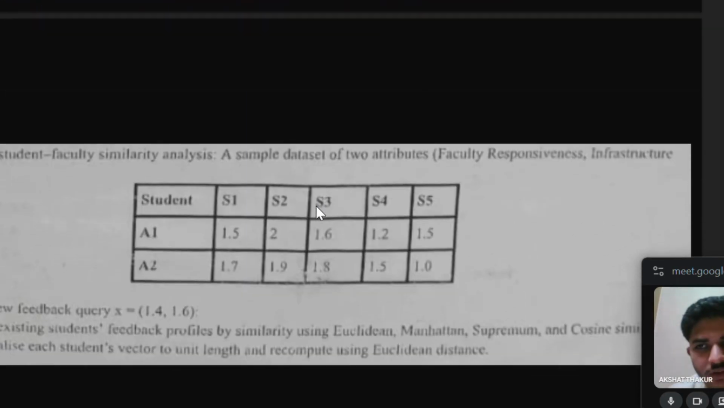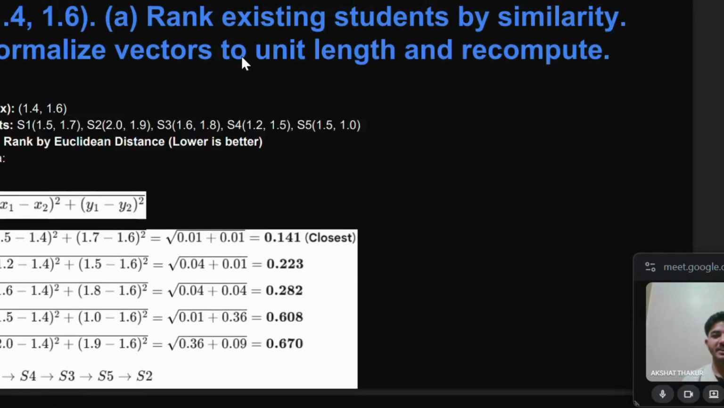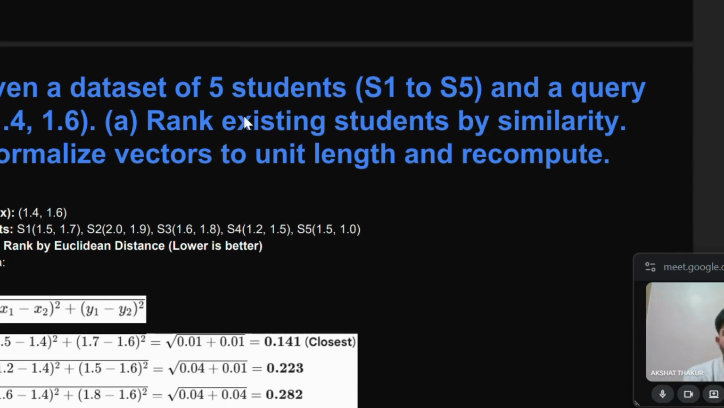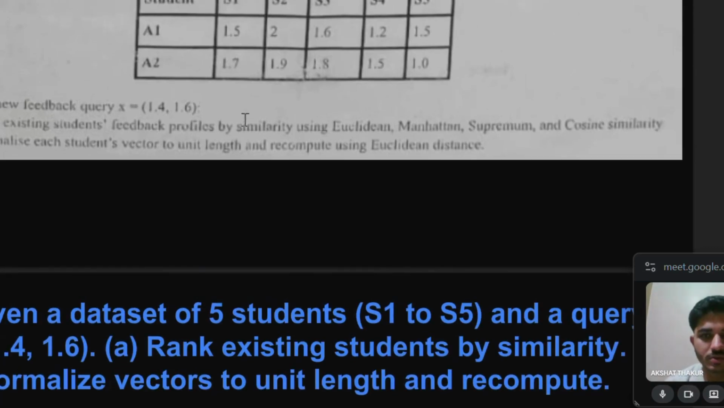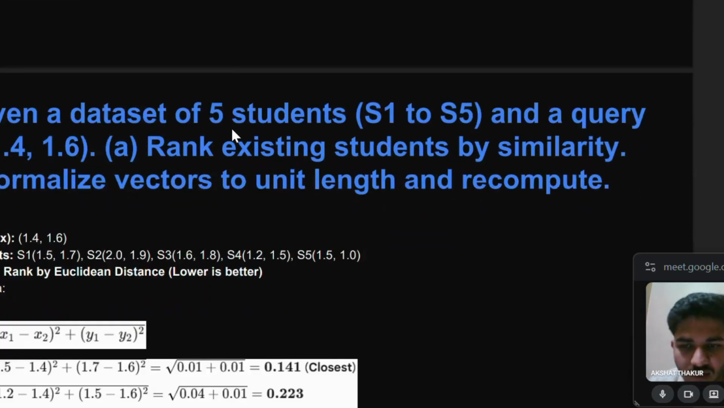Okay, moving to the next question, question number 8. Given a data set of 5 students S1 to S5 and a query x equals 1.4, 1.6: a) rank existing students by similarity, b) use a normalized vector with unit length and recompute. So this is the table we have been given, S1 to S5, with A1 and A2 for the students. The ranking will be on the basis of the query, which is 1.4 and 1.6, the value of x.